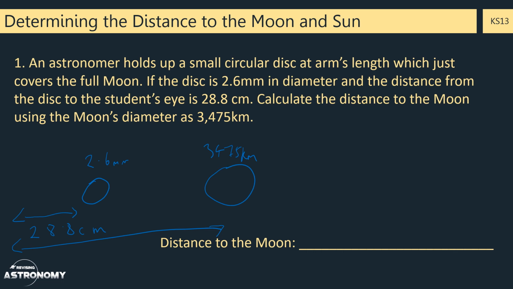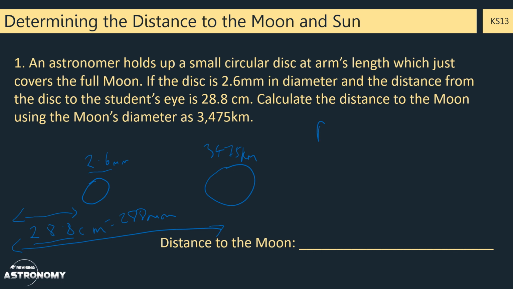Well, answering this question, we know that the ratio between the diameter of the disc and the distance from the student's eye is equivalent to the ratio of the diameter of the moon and the distance to the moon. So the first thing we need to do is work out the ratio between the student's eye and the disc. Now the issue here is that they are in different units. We've got centimeters and millimeters, so I'm just going to convert my centimeters into millimeters by multiplying by 10.